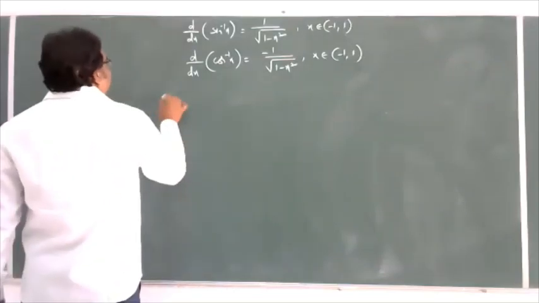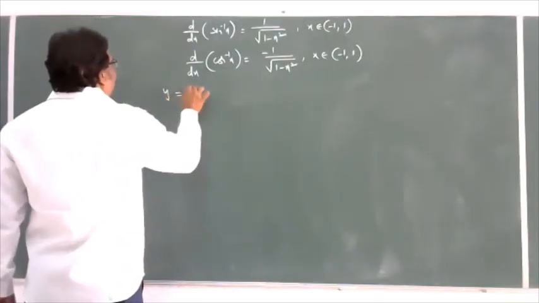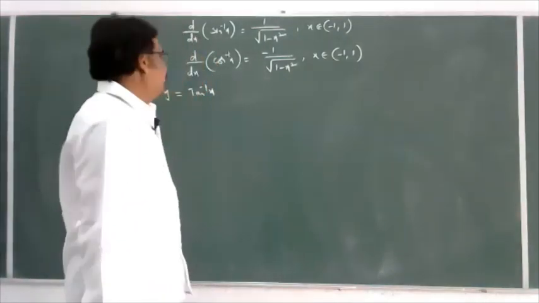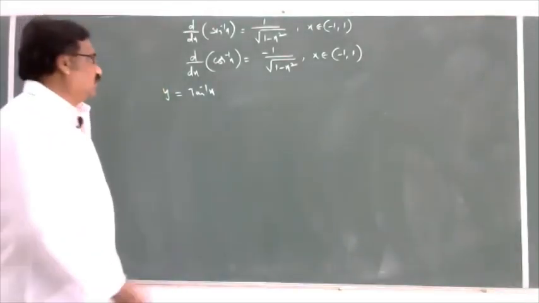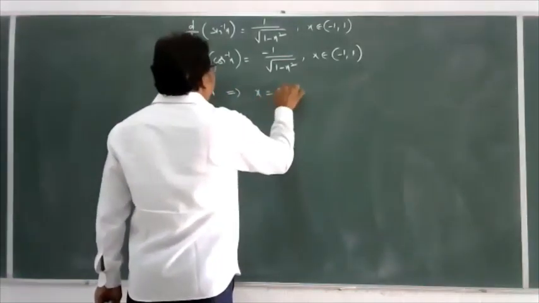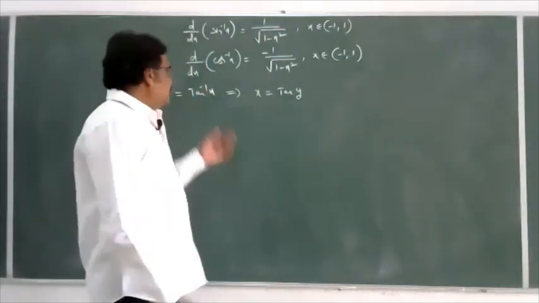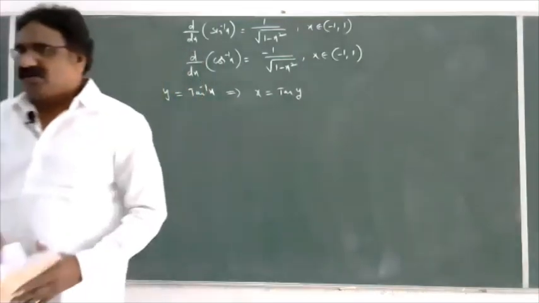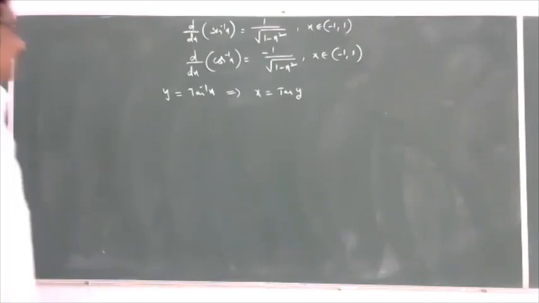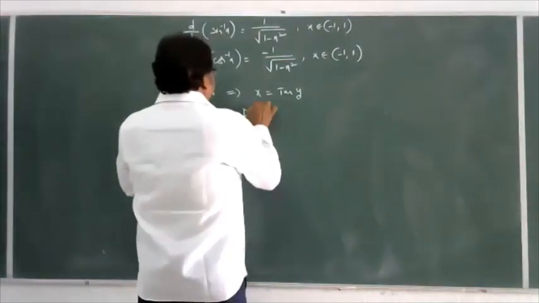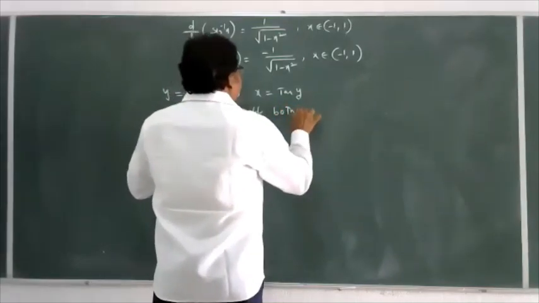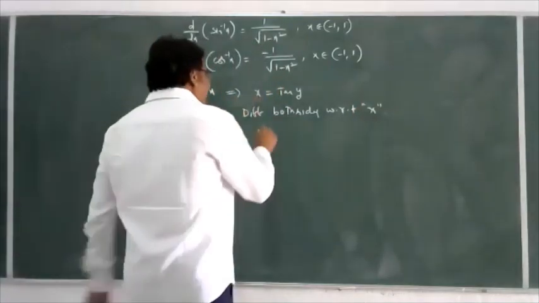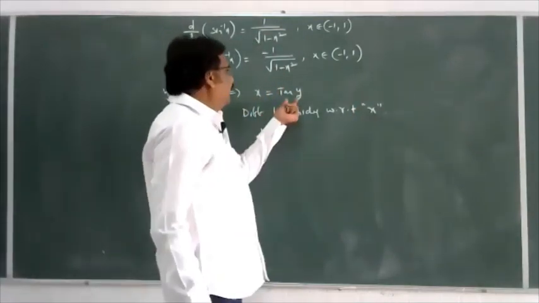In the same way, take tan inverse x. Let y = tan inverse x. That implies x = tan y. Differentiating both sides with respect to x, the derivative of x is 1, and that is equal to the derivative of tan y.